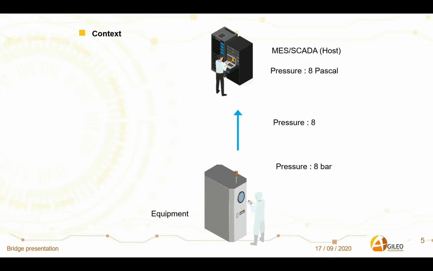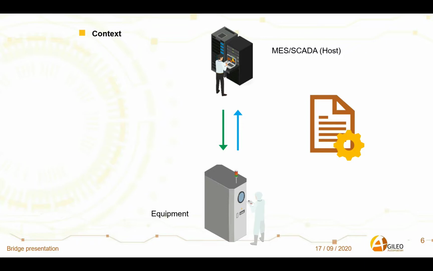Indeed, it would be bad if the MES thought you are sending the pressure in Pascal while you send the value in bar. You can create your own semantics to communicate, but then development must be done on the MES side to ensure the semantics is respected. This is where standards come in handy.